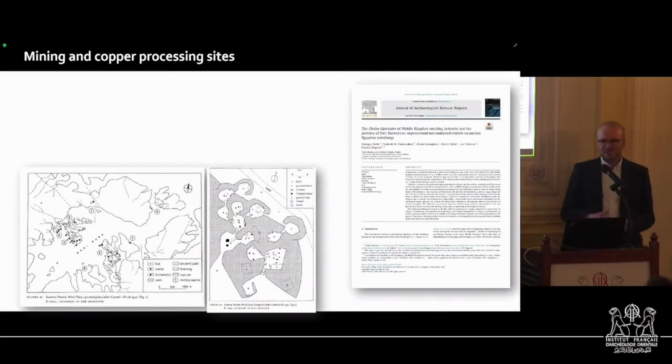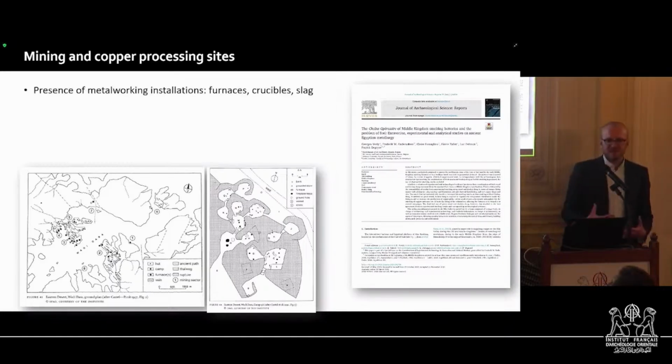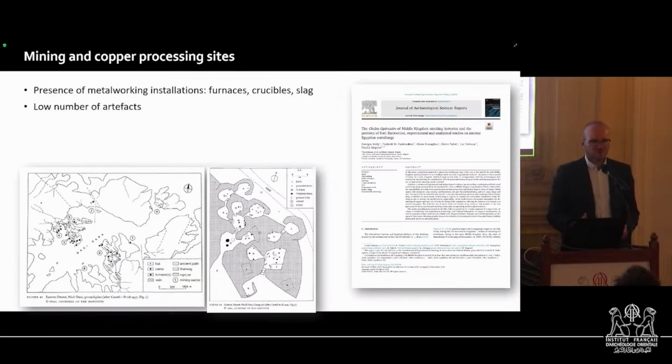We have a lot of mining and copper processing sites. Here are examples of Wadi Dara and also of Ain Sokhna in Isabel Gonçalves' paper. You have seen quite a lot of images from Ain Sokhna. Here is one of the papers about the chaîne opératoire. On these sites, we have the presence of metalworking installations, furnaces, crucibles, slag, but a quite low number of artifacts, especially on mining sites. It looks like they were mining with stone tools, not with metal tools.